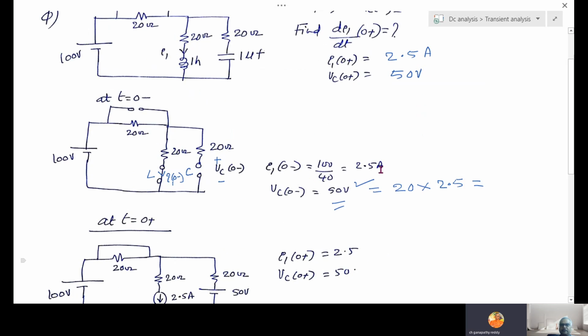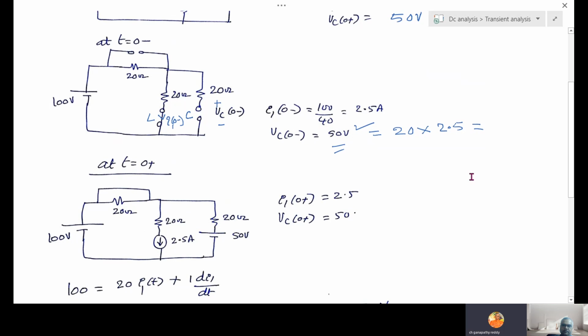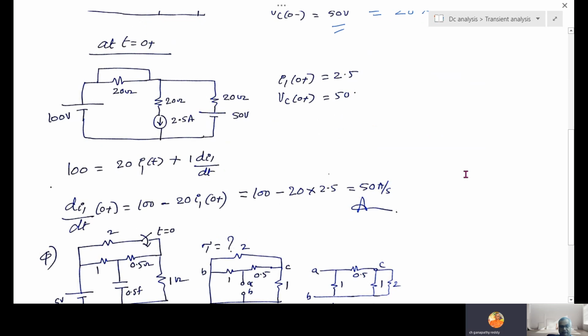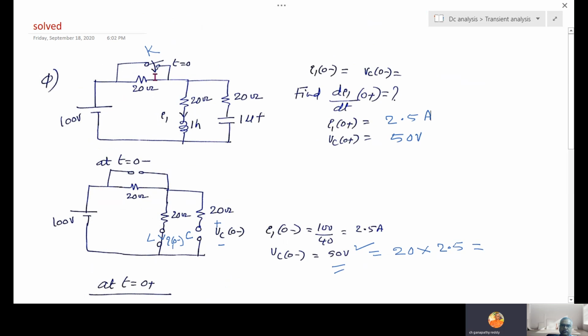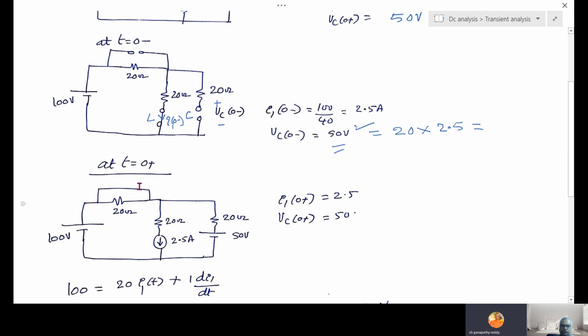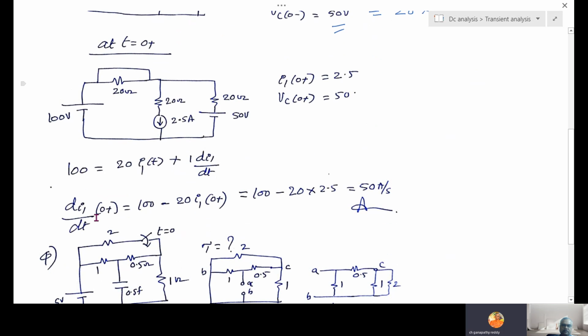Next, di1 by dt is important. For di1 by dt, we should form the time domain differential equation at t equal to 0 plus. At t equal to 0 plus, after the switch is closed, draw the mesh equation. So what is that mesh equation? 100 is equal to 20 into I1 of t plus L di1 by dt.